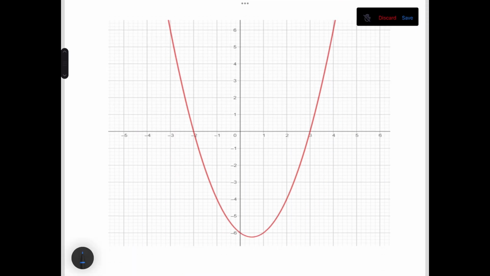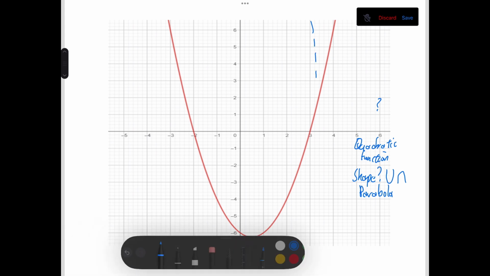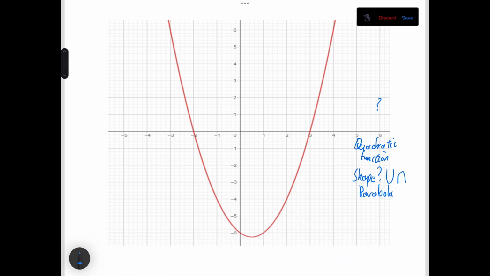Right, so now here we get a figure. Now, what is this called? What type of graph is this? A quadratic function. The shape of the graph, we would say it's a parabola. This parabola can be concave up or concave down. Some people say smile. And so, let's do the vertical line test here.